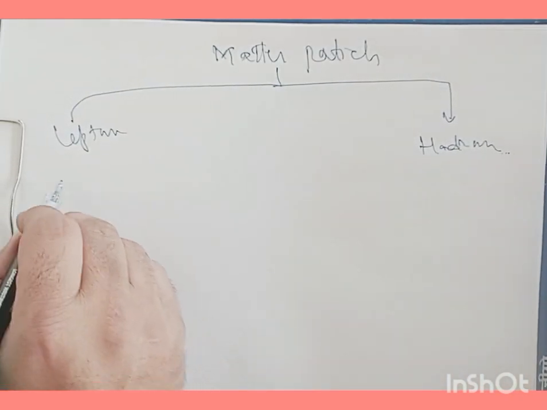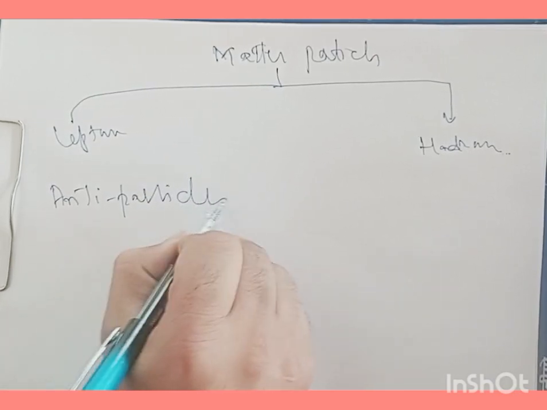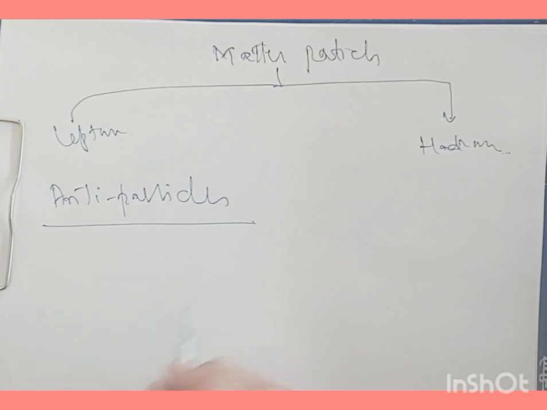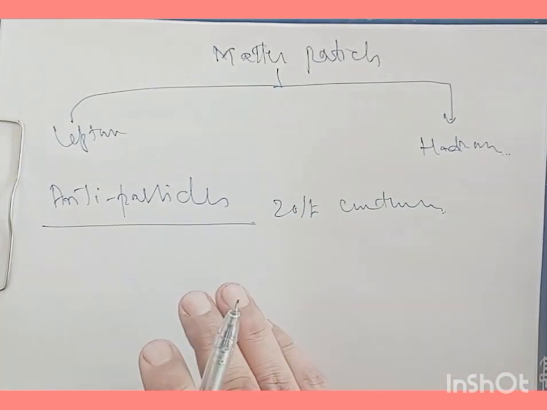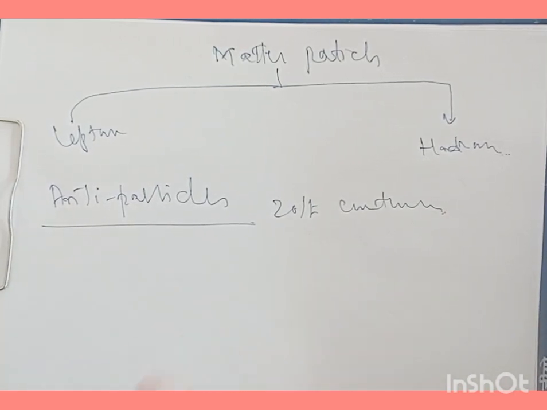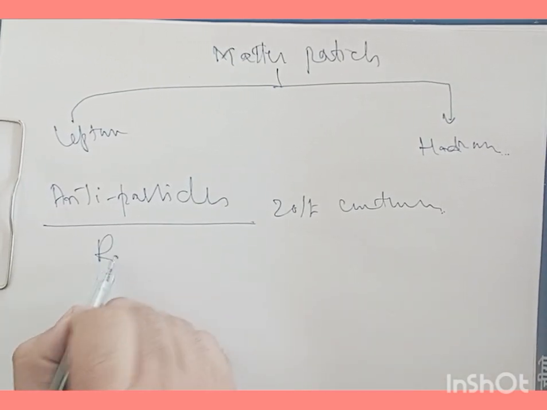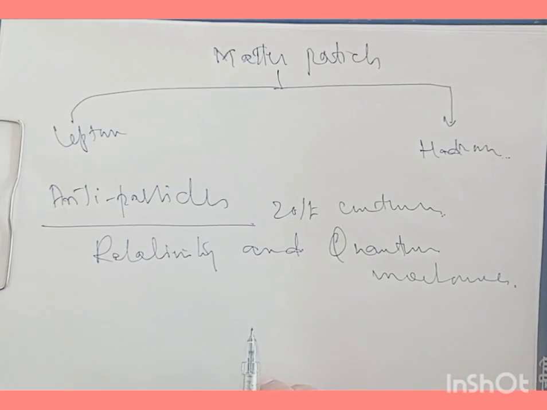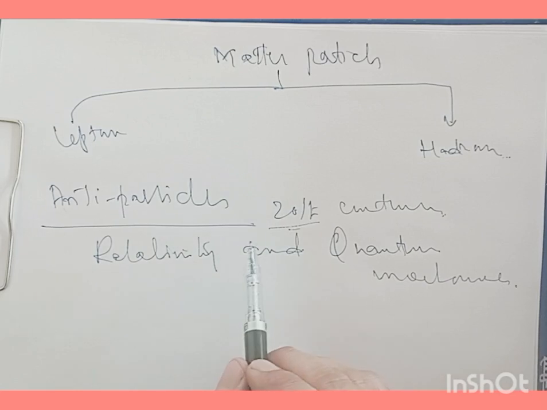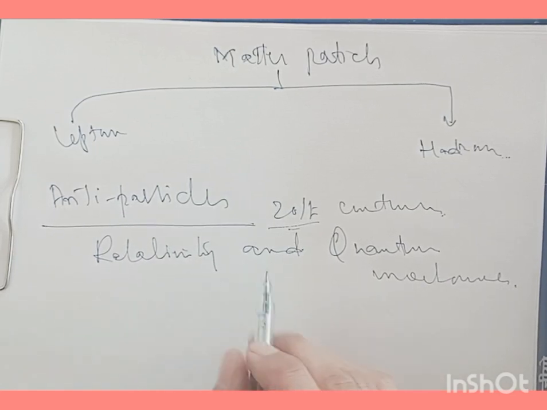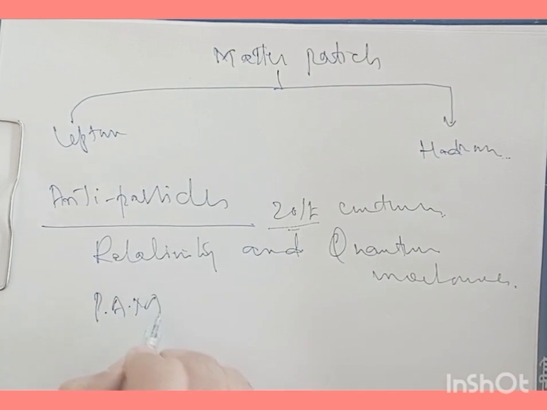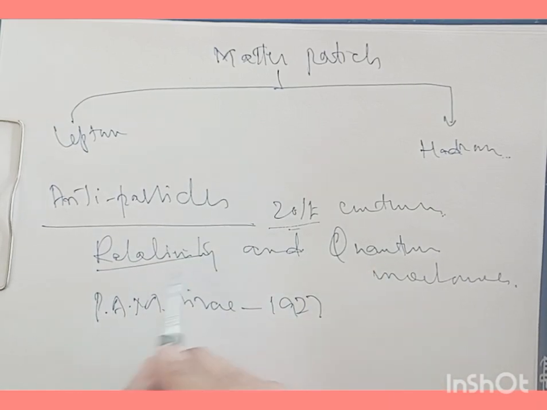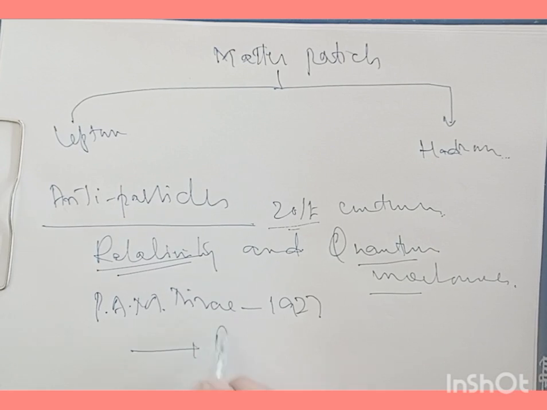Now, moving on to antiparticles. In the early 20th century, relativity and quantum mechanics came into existence to describe the microscopic world. And it was Paul Dirac, whom we call P.A.M. Dirac, who in 1927 merged these two concepts, relativity and quantum mechanics, and formed a new mechanics called relativistic quantum mechanics.